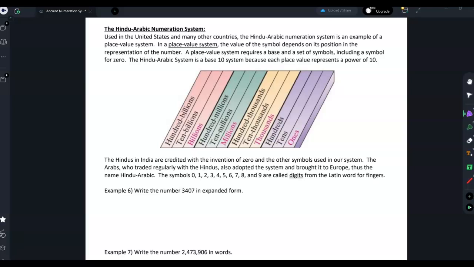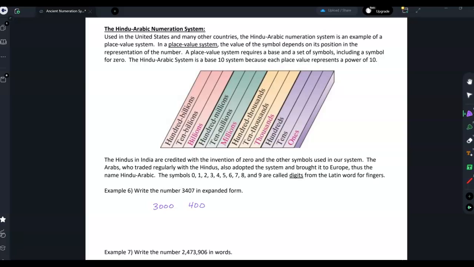So this number, 3,407, the first way that we would teach, at a first grade level, would just be to break up these numbers based on their place value. For example, that 3 being in the thousands place means that it represents 3,000, right? The 4, since it's in the hundreds place, represents 400.